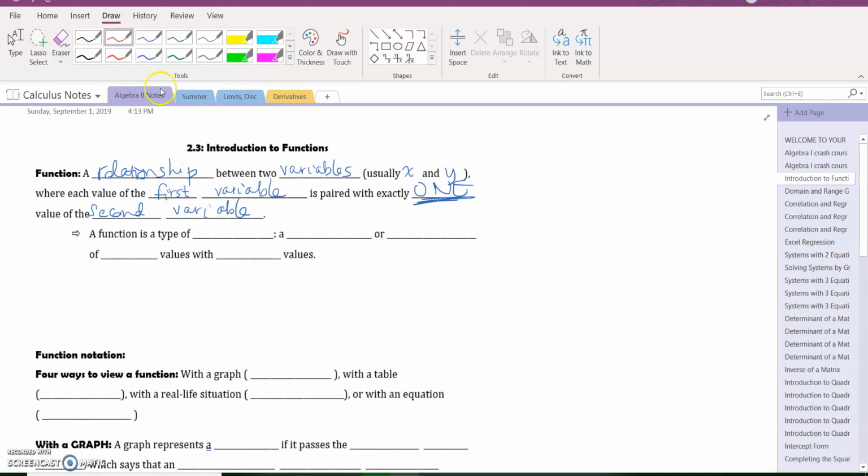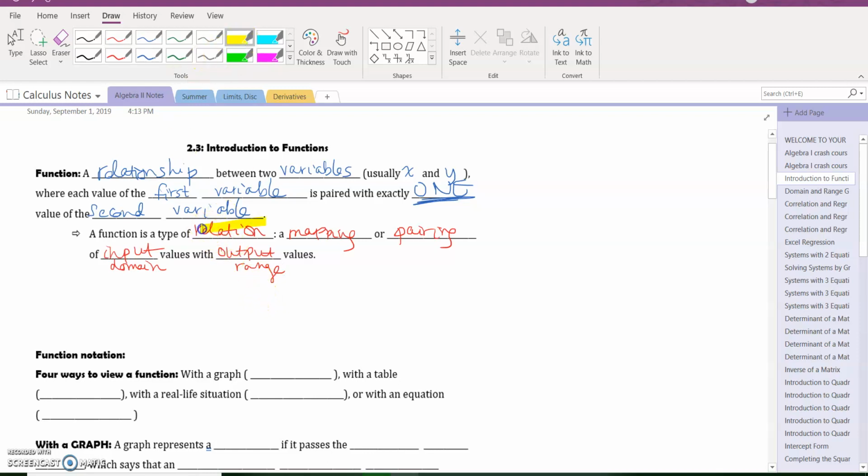Now keep in mind here that a function is a type of relation, and they are different from one another. So a relation is a mapping or pairing of input values with output values. Now our input values are what we're going to call our domain, a word you're probably familiar with. Output values are what we're going to call a range.